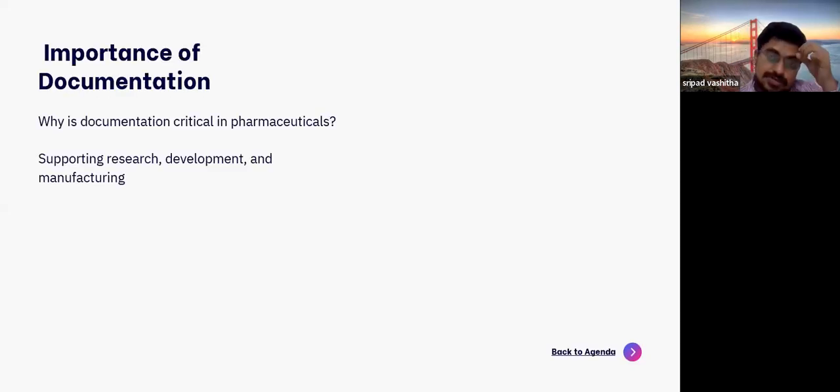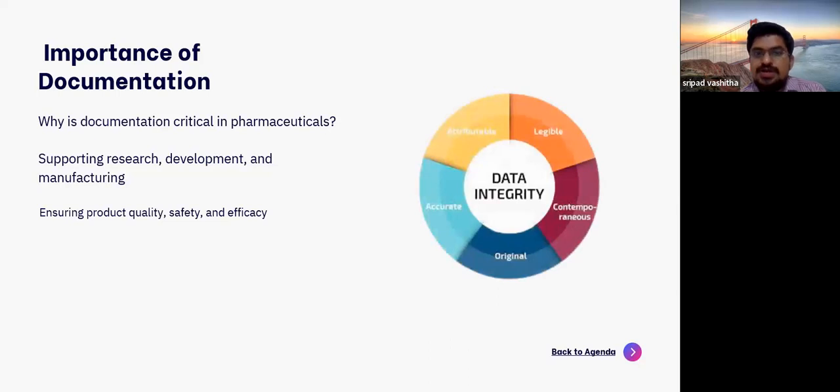So we discussed multiple documents, right? So why do we need to document? Why can't we just do it and then send it out, right? If documentation is in place, it is going to support research and development. And also it is going to ensure the quality, safety, and efficacy of the finished product. And what is data integrity?